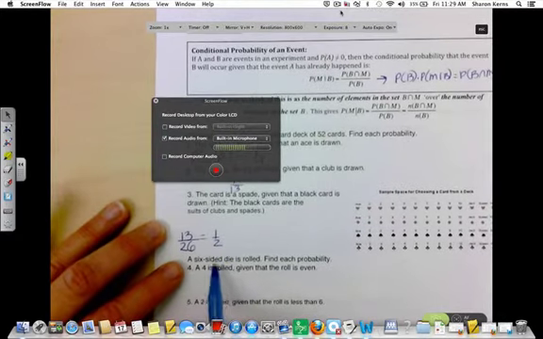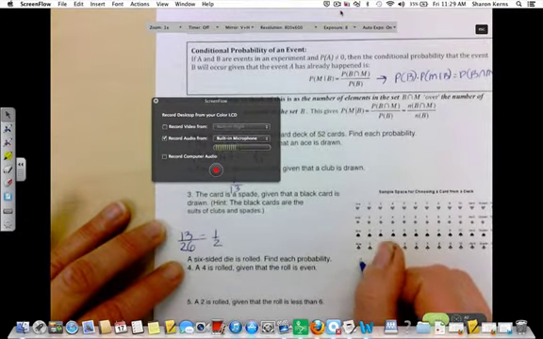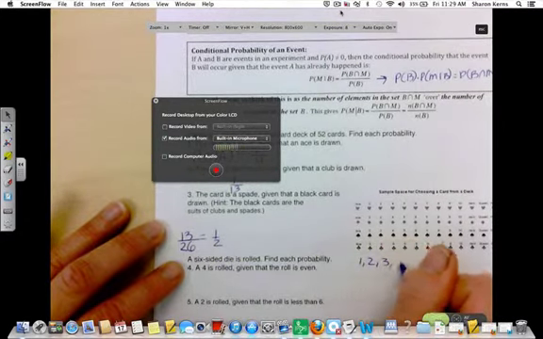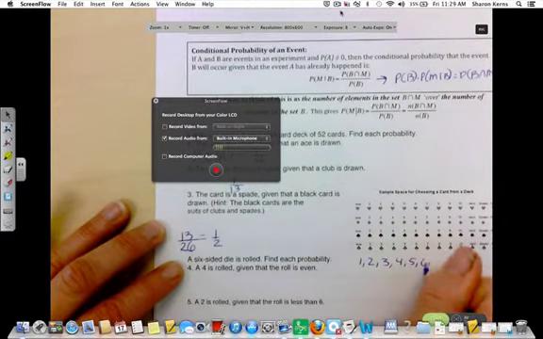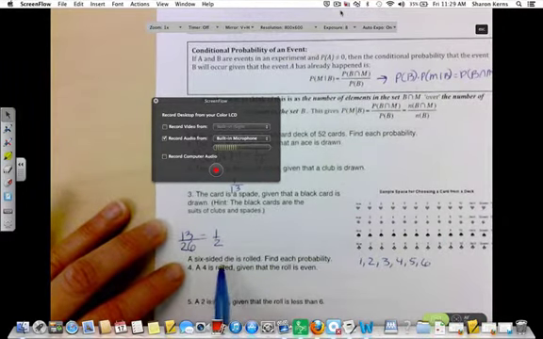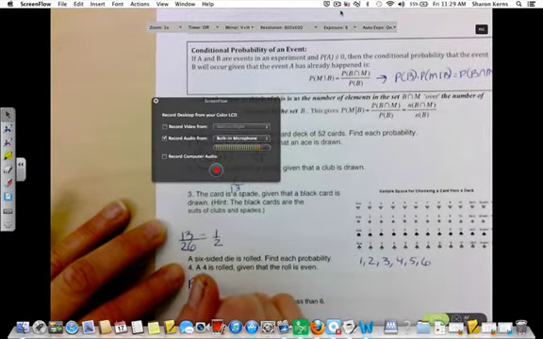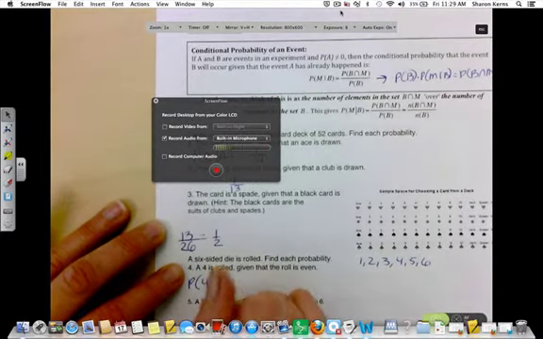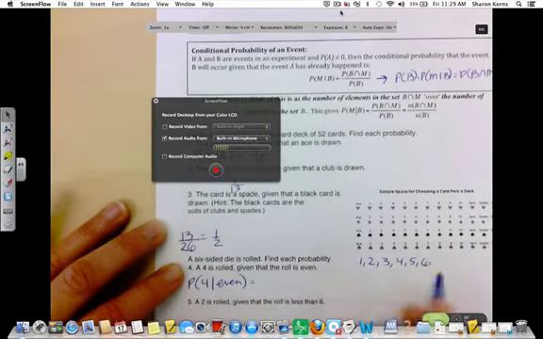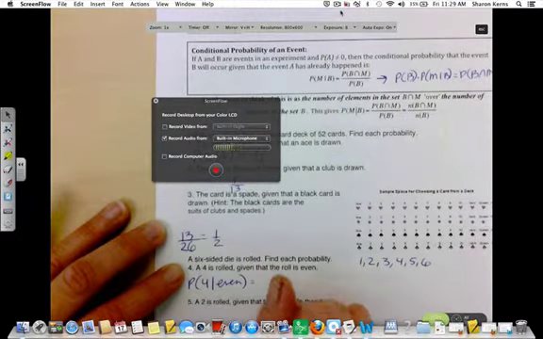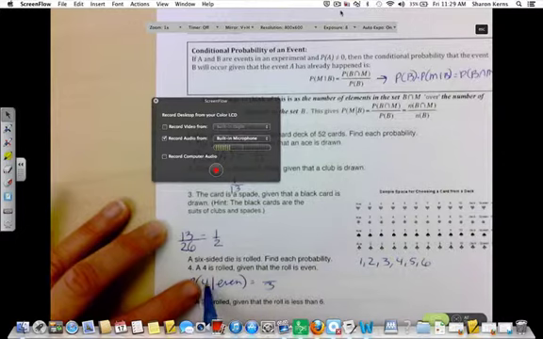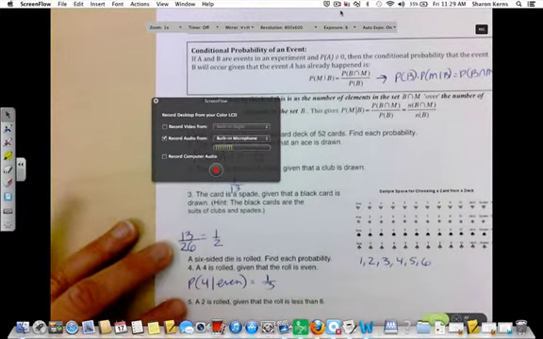Now we're talking about rolling a die. So what are my outcomes? I could roll a 1, a 2, a 3, a 4, a 5, or a 6. So a 6-sided die is rolled. Find each probability. What's the probability you get a 4 given that it's an even number? Well, there's only 3 even numbers there, and there's only one way to get a 4, so 1/3.